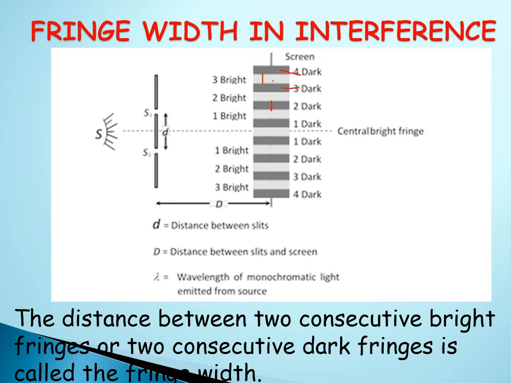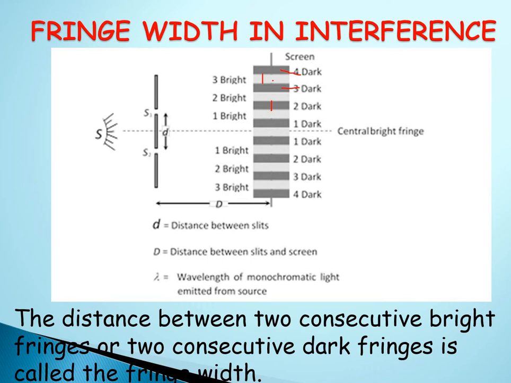That will give you the width of the third bright fringe. Hope it is clear. The distance between any two consecutive bright fringes will give you the width of the dark fringe, and the distance between any two consecutive dark fringes will give you the width of the bright fringe.